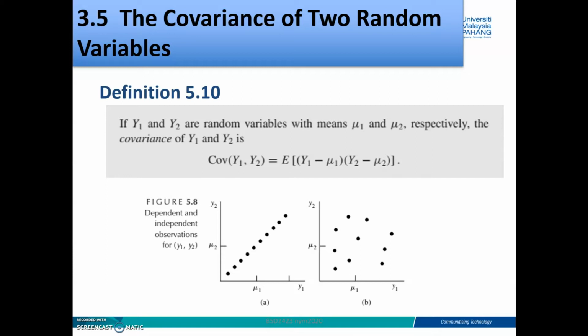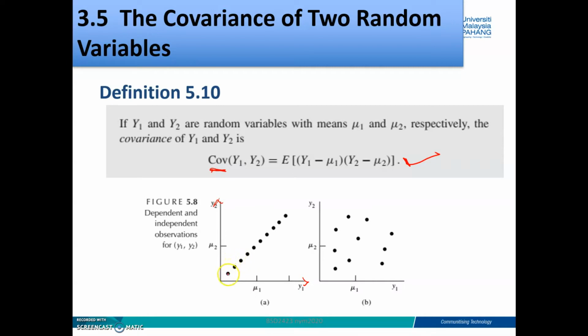So if you look at definition 5.10, if y1 and y2 are random variables with means mu1 and mu2 respectively, the covariance of y1 and y2 will be this equation. We denote it by COV, which is the covariance of y1, y2, given by the expected value of y1 minus mu1, times y2 minus mu2. If you remember, last semester you learned correlation, isn't it? So you can see that y1 is your x1, for example, and y2 is the second random variable.